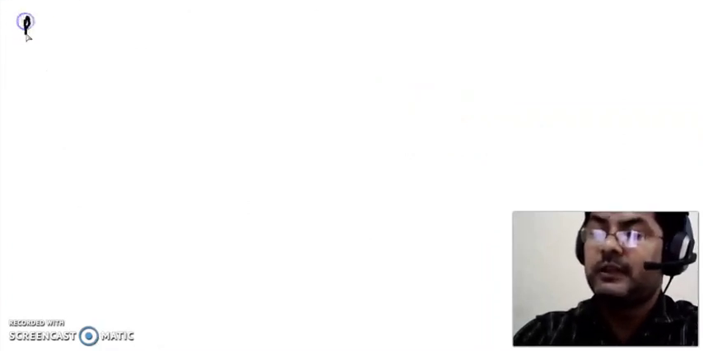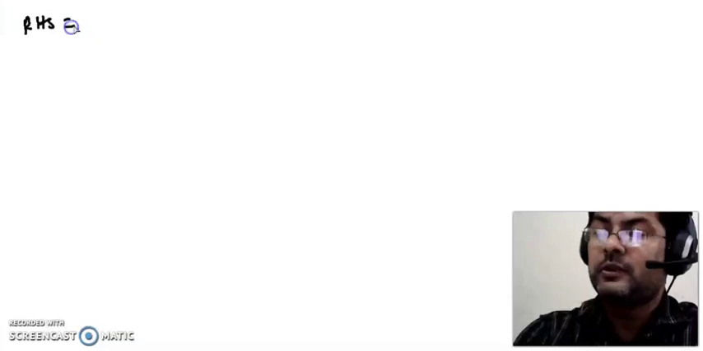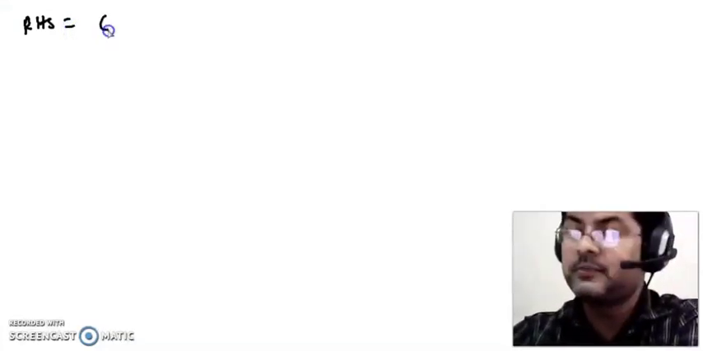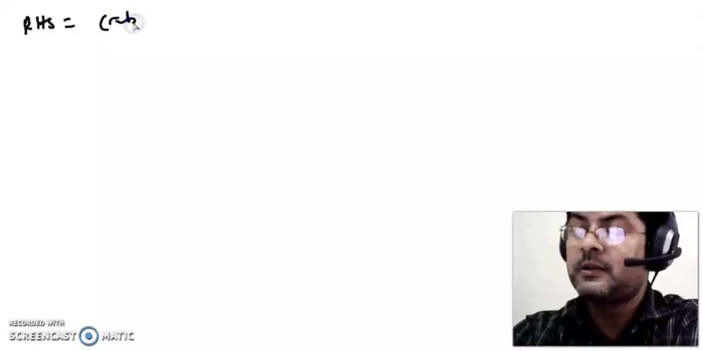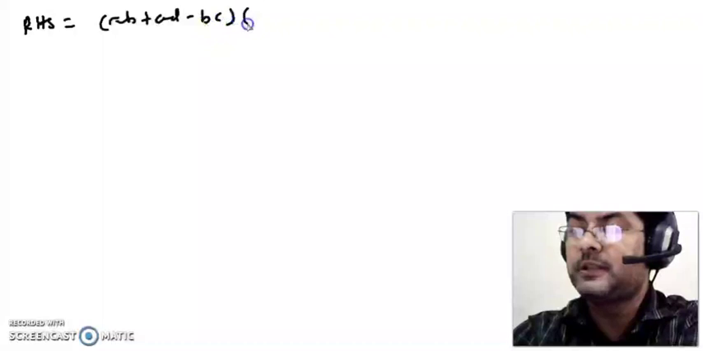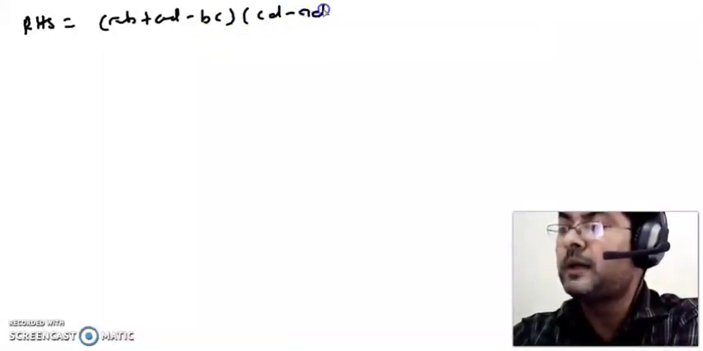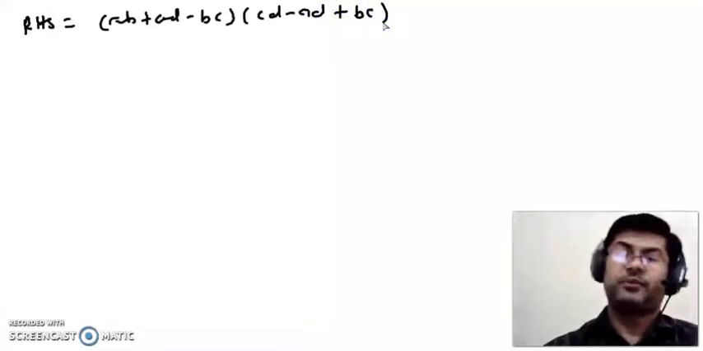Now we will take the right hand side. What is the right hand side? The right hand side is (AB plus AD minus BC) into CD, minus (AD plus BC). Okay, now let us substitute the values.